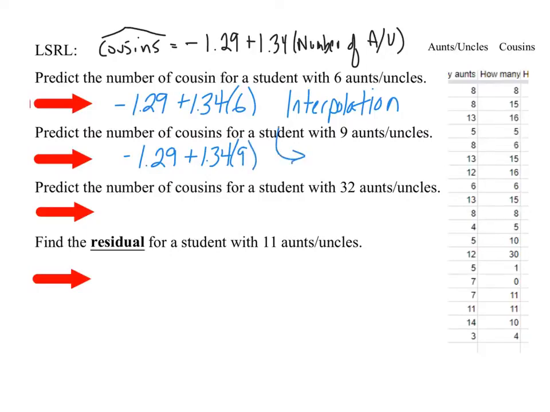Now, predict the number of cousins for a student with 32 aunts and uncles. So we'd say, well, negative 1.29 plus 1.34 times 32. Well, 32, we don't have any data that reaches that high up. This is what's called extrapolation, okay? Because it's outside that range.